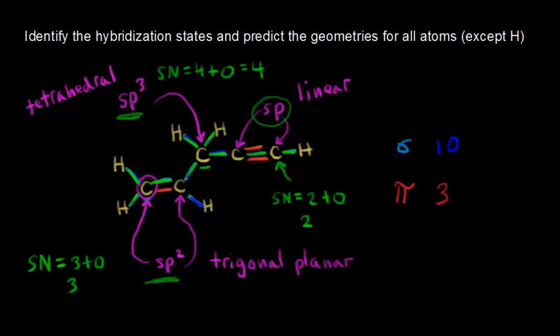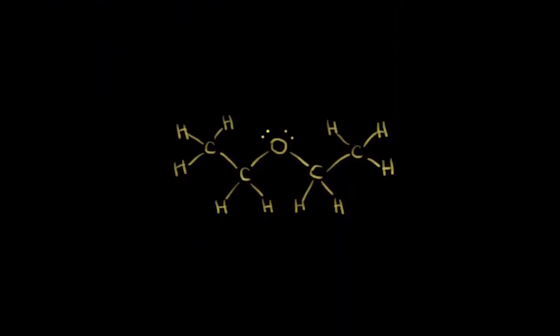All right, let's move on to another example. Let's do a similar analysis. And before we do, notice I excluded hydrogen here, and that's because hydrogen is only bonded to one other atom, so there's no real geometry to talk about. All right, let's move on to this example.